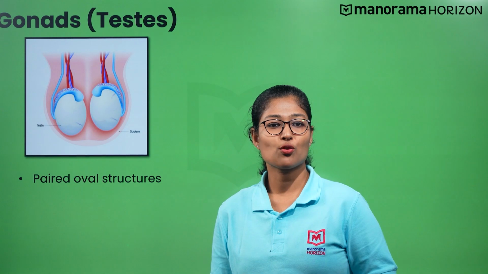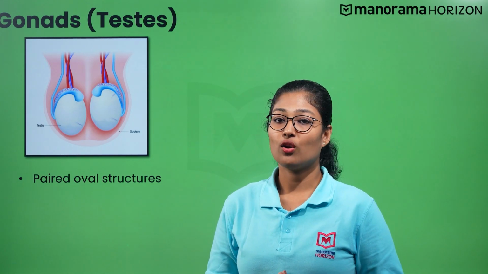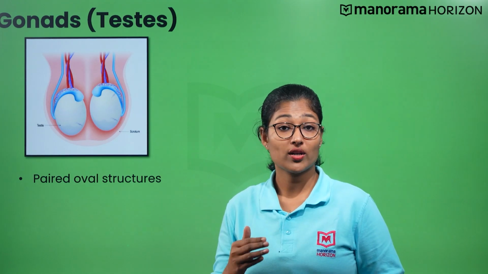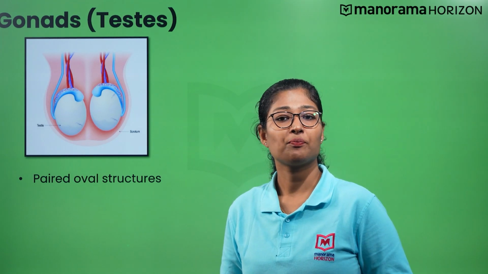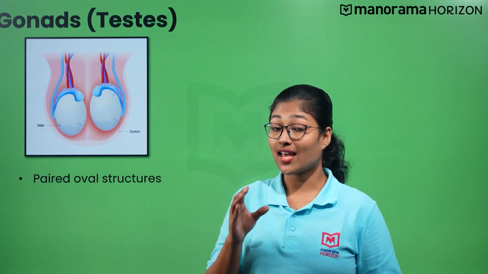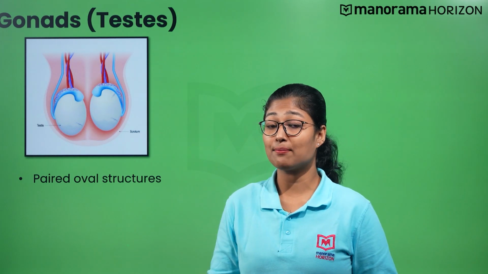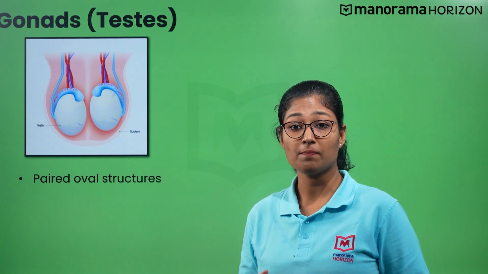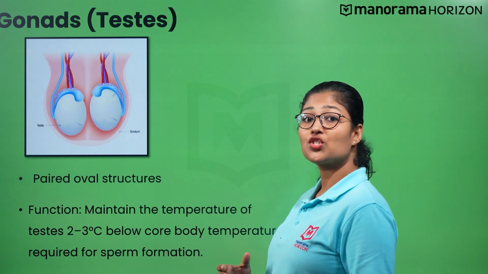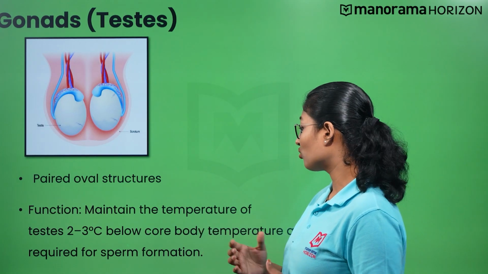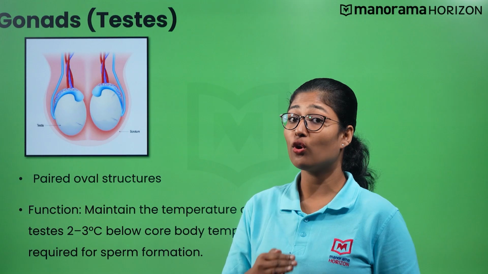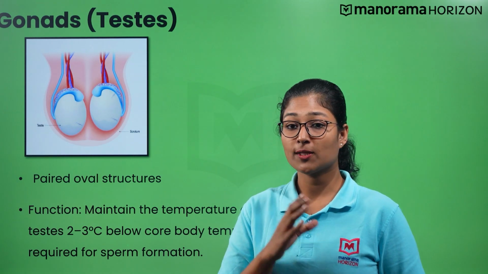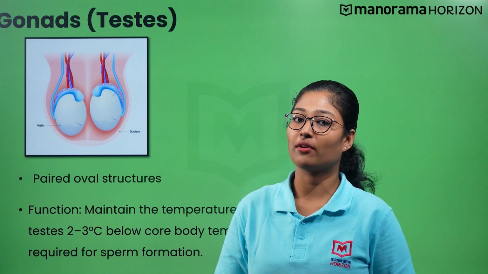So you might ask a question here. Why are testes located in the scrotum outside the abdominal cavity? What is its significance? The presence of testes in the scrotum outside the abdominal cavity and the contraction of muscles of the scrotum maintain the temperature of testes at 2 to 3 degrees Celsius below core body temperature. The process of production of sperms requires this lower temperature.